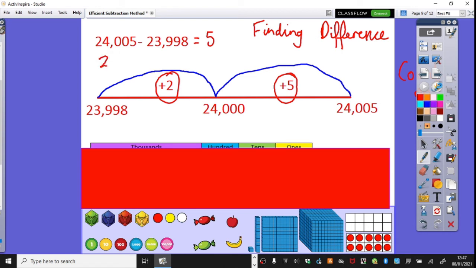And thinking about the inverse, if I was to do 23,998, add 5, my answer would be 24,005. So look out for those numbers that are quite close together, and see on number lines if you can find the difference. And that's probably going to be a lot quicker than using a column method, which would include lots of exchanging due to these digits here.